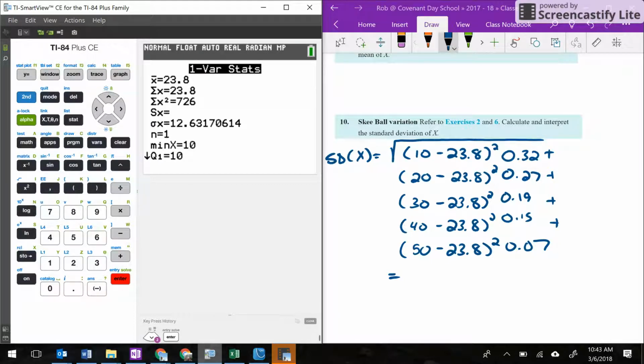The mean is 23.8. My standard deviation is 12.632. Again, I would need you to show your work, but feel free to use the calculator to get the answer.